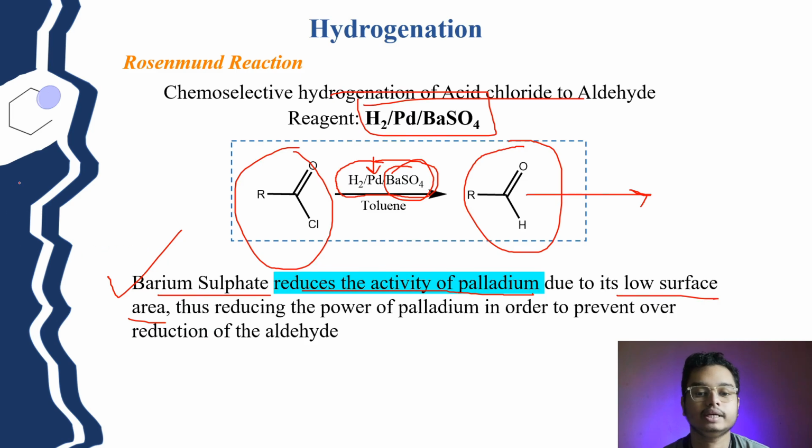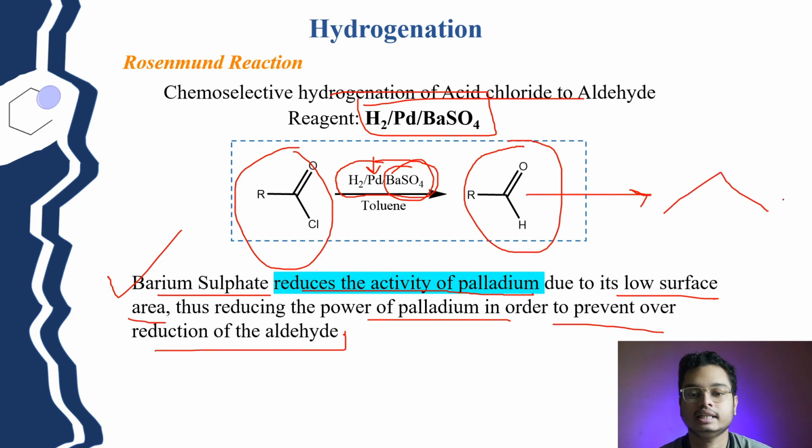Now BaSO4 here acts as a catalyst poison. BaSO4 blocks many of the active sites of the palladium surface, and that decreases the reduction power of palladium in order to prevent over reduction of the aldehyde. That's why the acid chloride is reduced only till the aldehyde in Rosenmund reaction conditions. Otherwise it will be reduced till the alcohol. So this thing you have to remember.